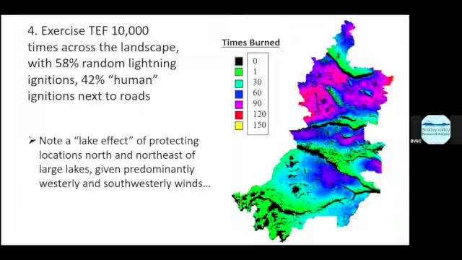So the first thing that crops out of this map is that strong lake effect. Okay, the big lakes, Babine Lake, Francois Lake, Ootsa Lake, do prevent fires from crossing under primarily westerly, southwesterly winds to get to the north or the northeast, the eastern side.